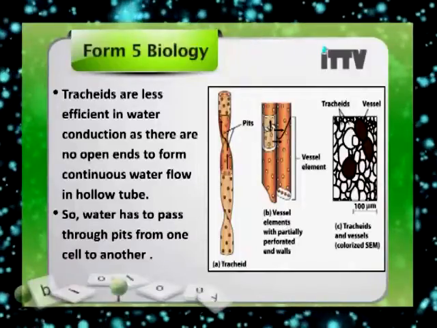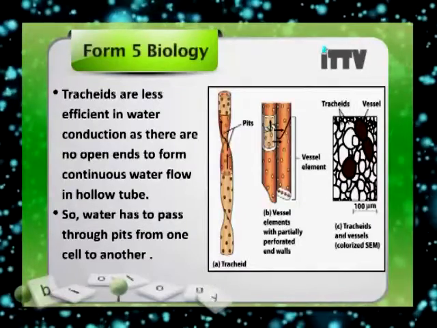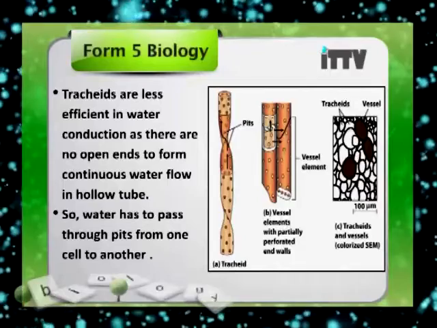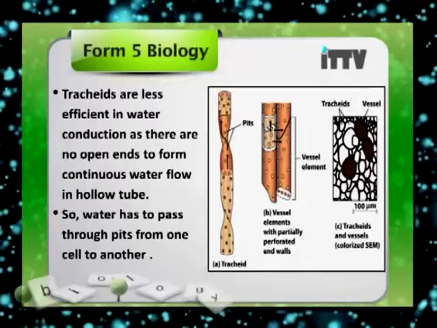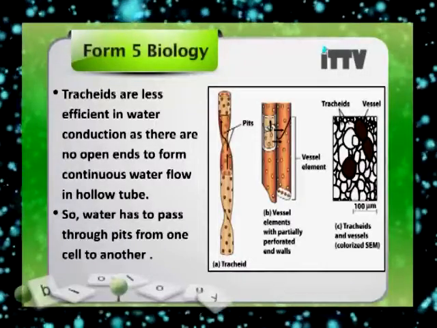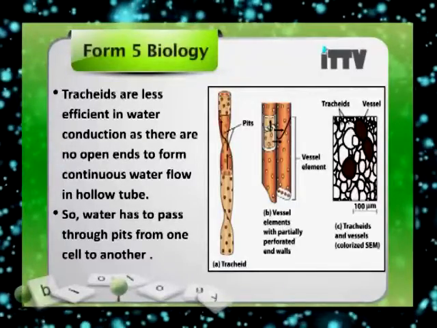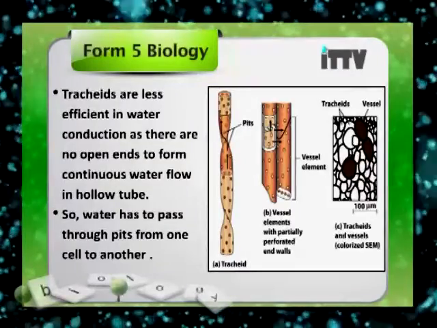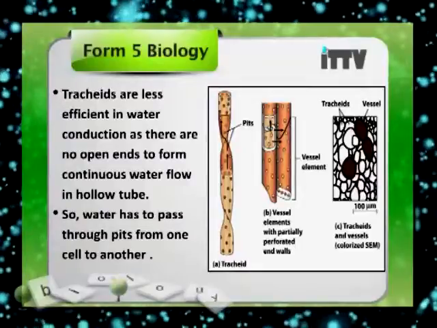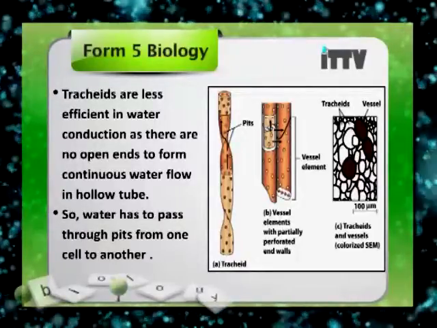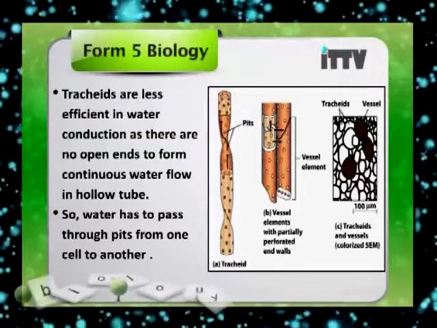If we move on to tracheids, tracheids are less efficient in water conduction as there are no open ends to form continuous water flow in a hollow tube. So water has to pass through pits from one cell to another. If you refer to the diagram, it's a picture of a tracheid. The tracheids basically have holes, they're very holey. So water doesn't just flow through in one continuous column like a pipe, like a tube, like vessels. But tracheids have holes, and that's how water has to flow, through the pits from one cell to another.